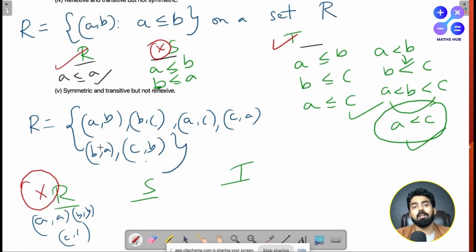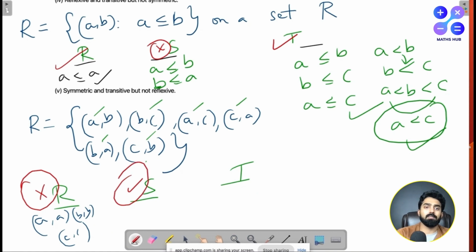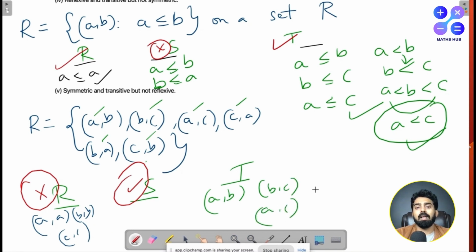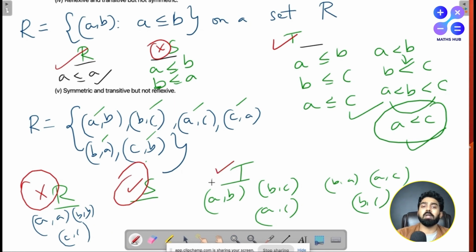Is it symmetric? For every element you have the reverse. A comma B you have B comma A, right? B comma C you have C comma B. A comma C you have C comma A. Perfect. So this is symmetric. Is it transitive? Which means for A comma B true and B comma C you need to have an A comma C, right? And every other possibility. For B comma A and A comma C you need to have a B comma C, right? And it is true, and that is transitive as well. So this is not reflexive but symmetric and transitive.